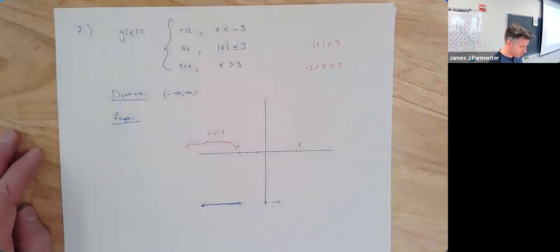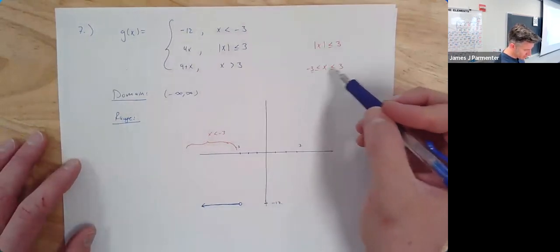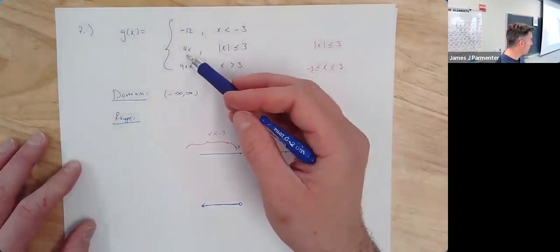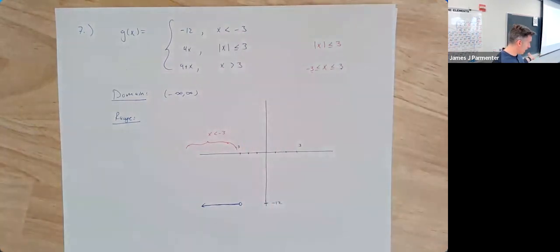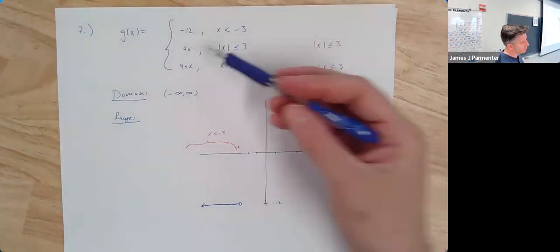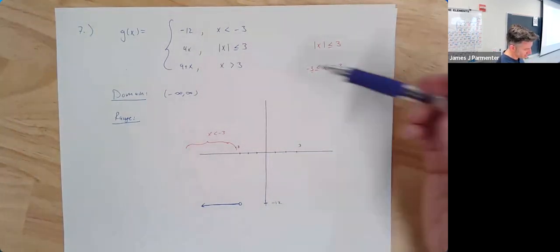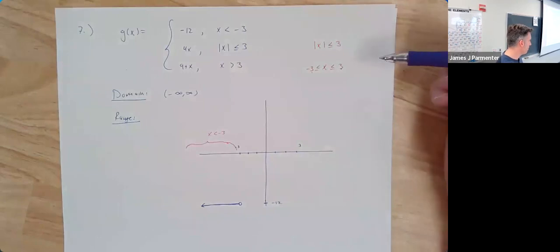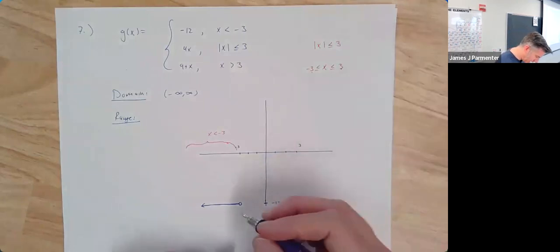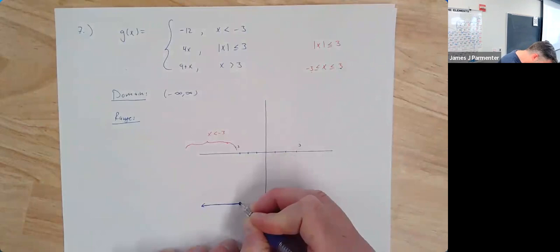And then when x is between -3 and 3, my function is equal to 4x. That looks like a straight line that goes to the origin, right? It has a slope of 4. And if I plugged in -3, what's 4 times -3? Oh, so I exactly get to fill in this point that was open.